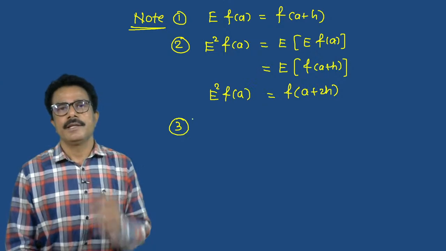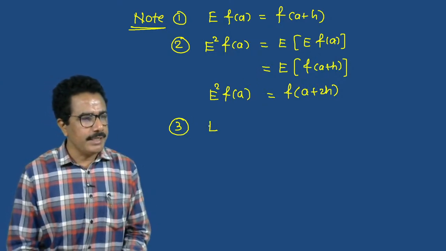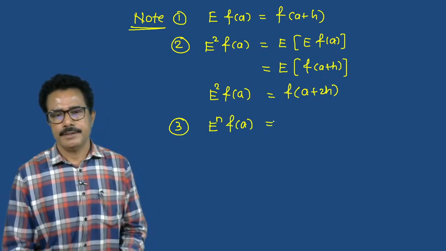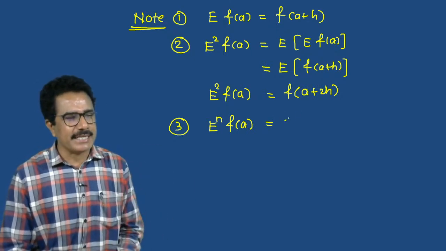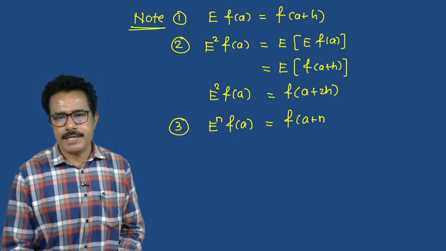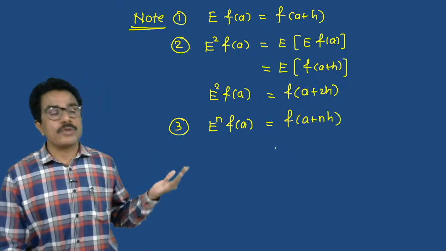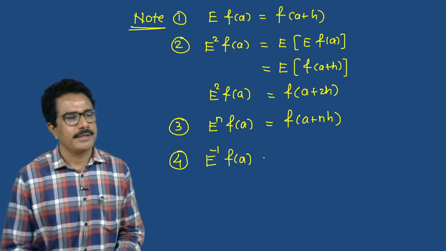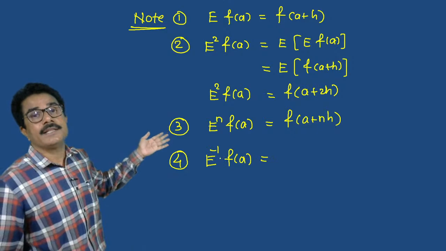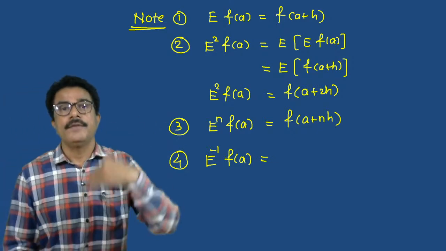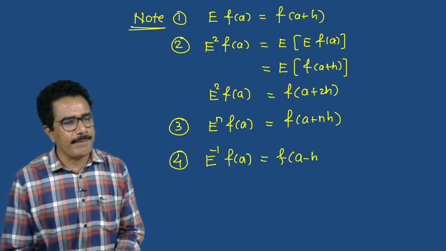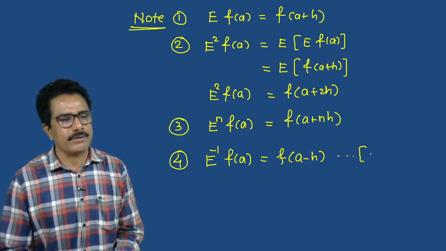Third note, these are very important, remember these notes. E raised to n f of a means we can write directly f of a plus nh. Now also the backward shift operator, for E raised to minus 1 f of a, E raised to minus 1 is called a backward shift operator. Forward shift operator, backward shift operator. So we can write this as f of a minus h. It is also called a backward shift operator.